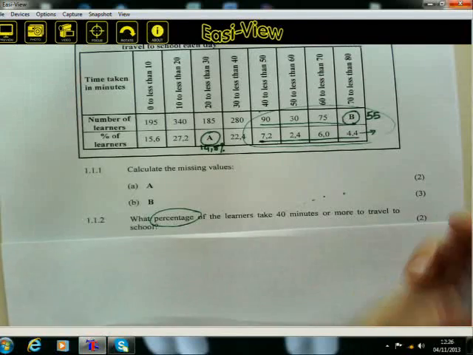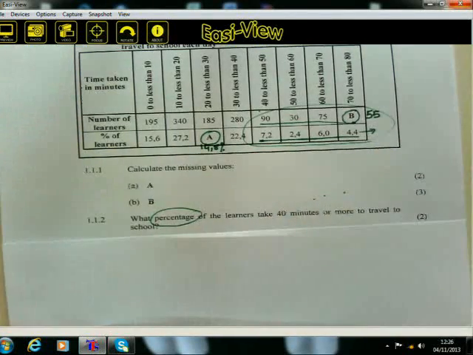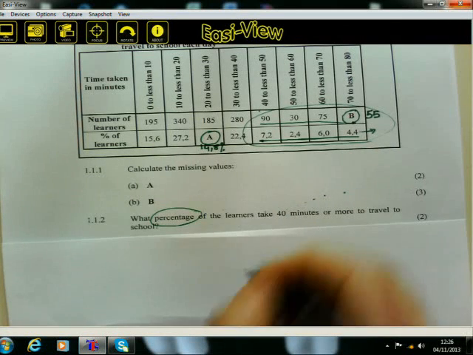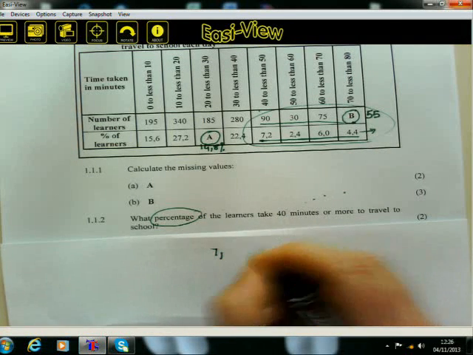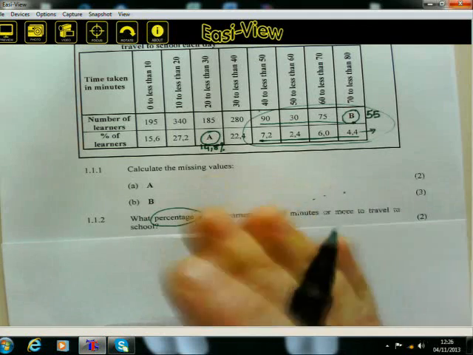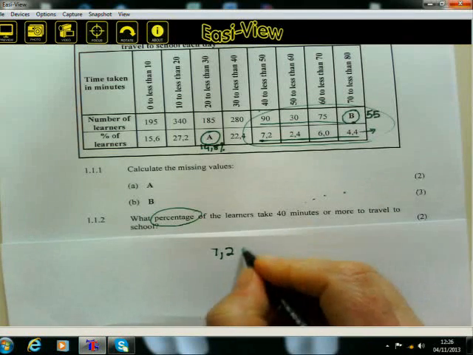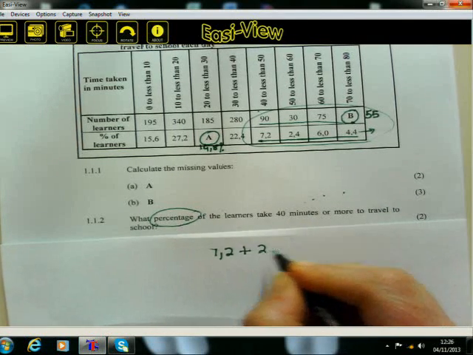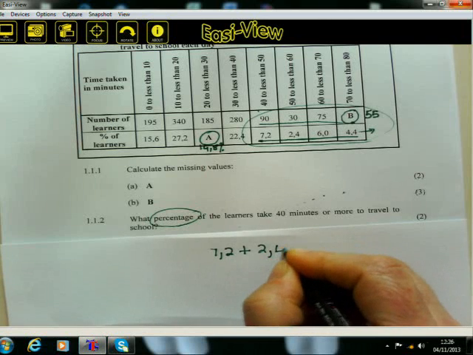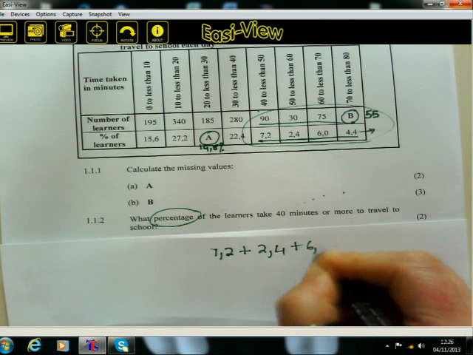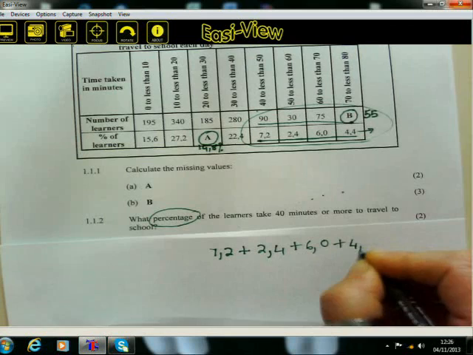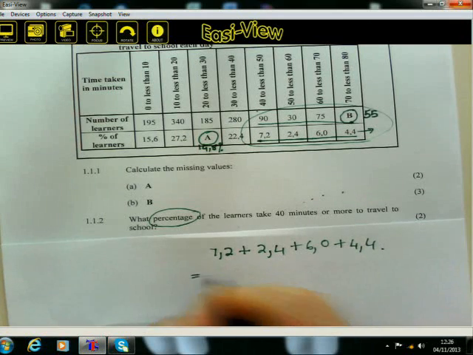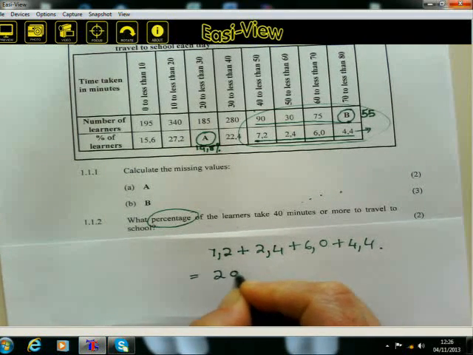So to be able to know what time it's going to take for the learners, you need the percentage of learners that take 40 minutes or more. You need to add all these percentages: 7,2 plus 2,4 plus 6,0 plus 4,4. And if you do so, you will see it is 20%.